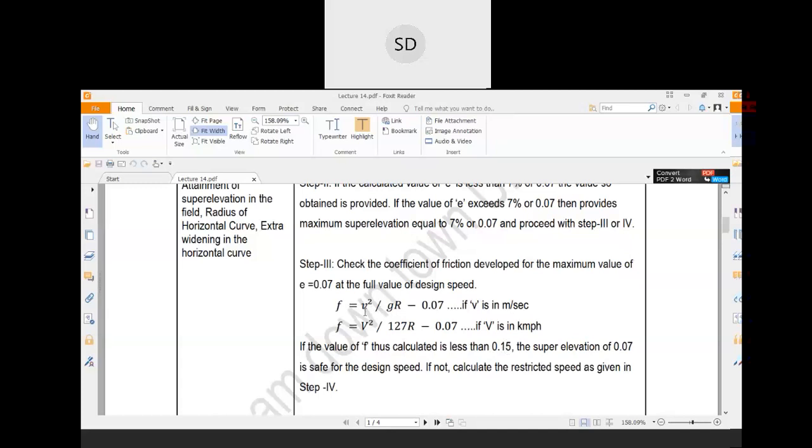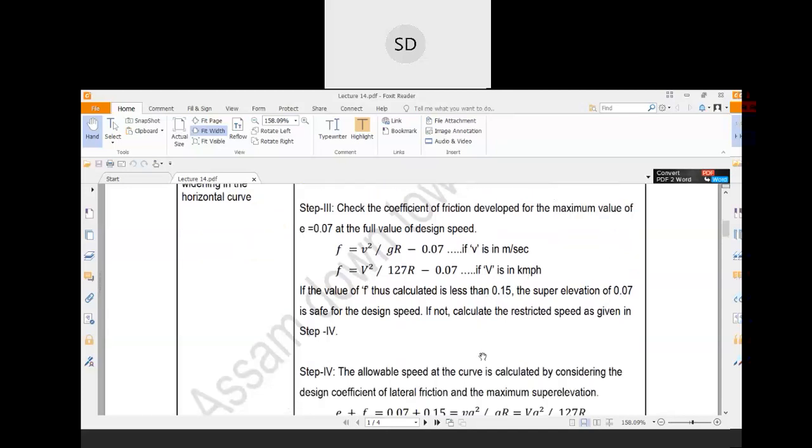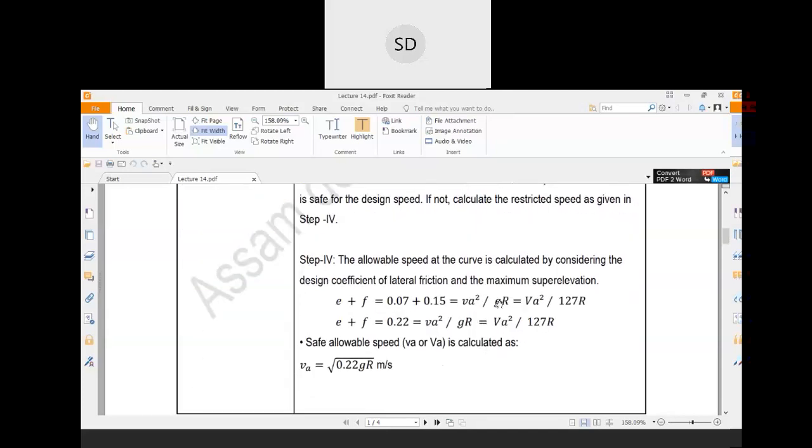So how can you find out? You know the equation e plus f equal to V squared by gR. For that e, you will put the maximum value of 0.07, and for f, you will put the value 0.15, and you will find out the value of V. So you have to find out the value of speed, that is VA, the allowable speed.